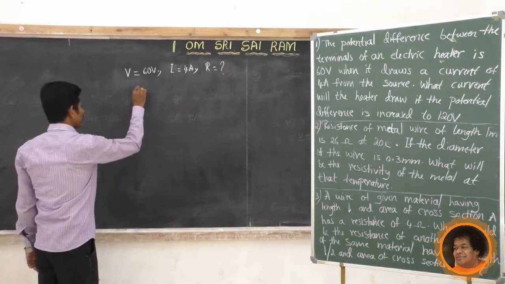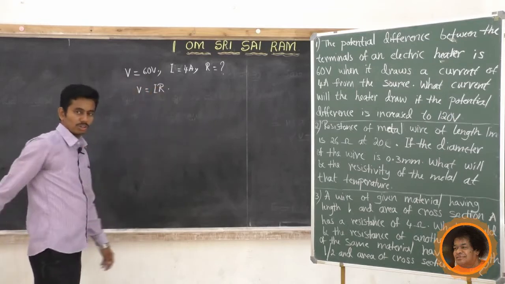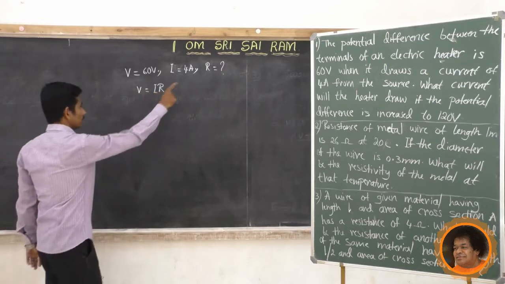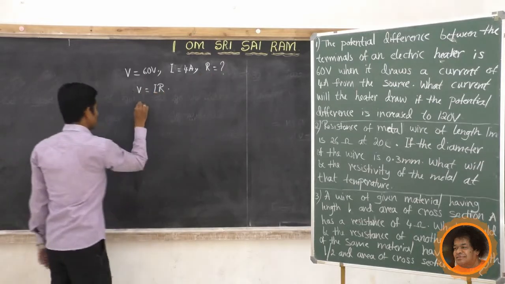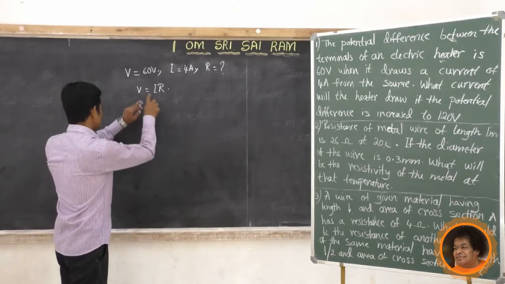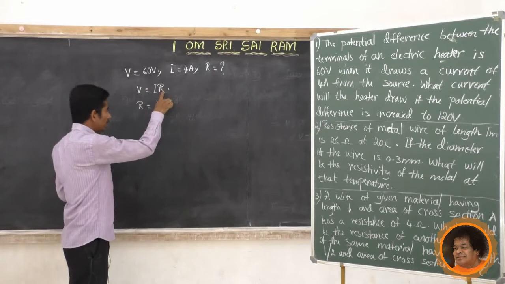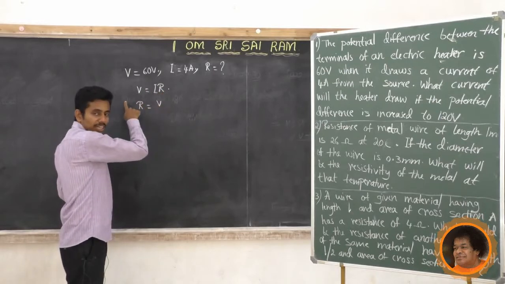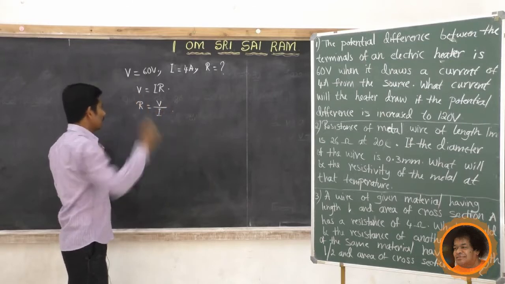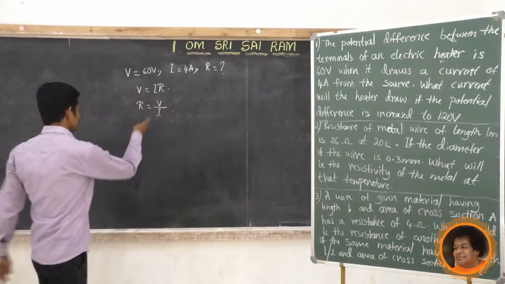What is the formula? V equal to IR. Because of Ohm's law, V equal to IR is the formula. From this, find R. First write V. Now I is multiplied with R. If it comes to the left hand side, it becomes division. So R equal to V by I.